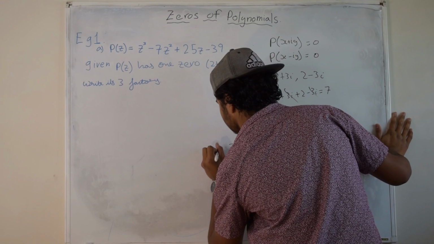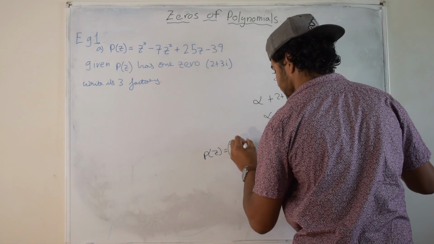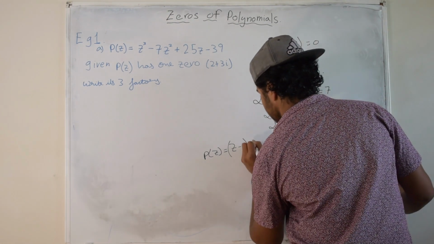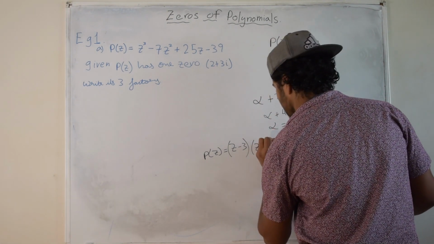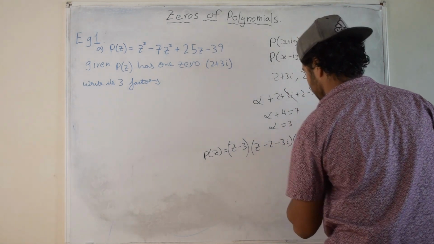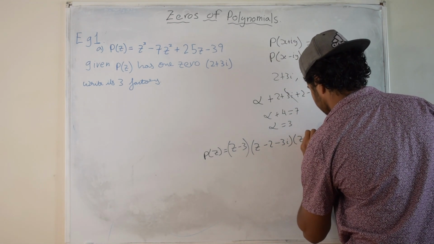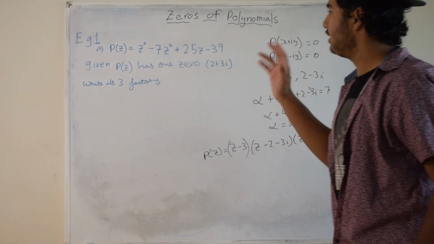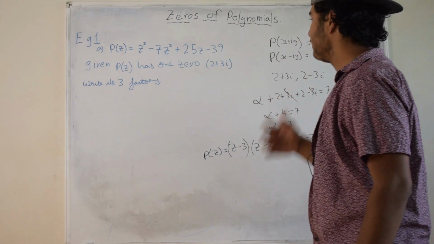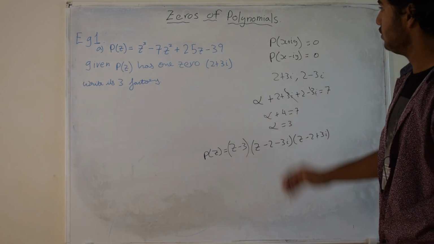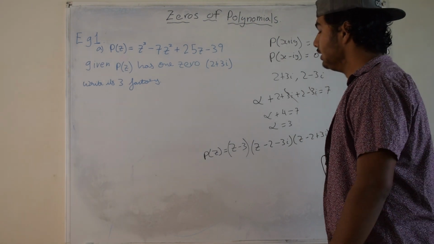Lining up its three factors, we know that p of z equals z minus 3, the first factor. The second factor is z minus 2 minus 3i, and then the last one is z minus 2 plus 3i. So relatively straightforward question, but just to get our head around the conjugate root theorem.